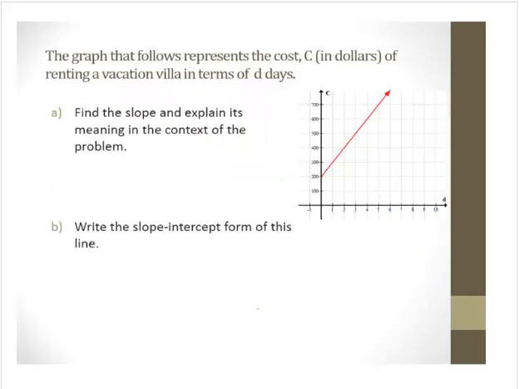And we'll finish off this section with an application. Here we have a graph that represents the cost, C, in dollars, of renting a vacation villa in terms of D days. All right, so we have the cost in terms of the number of days. We're asked to first find the slope and explain its meaning in the context of the problem. All right, so let's find the slope.